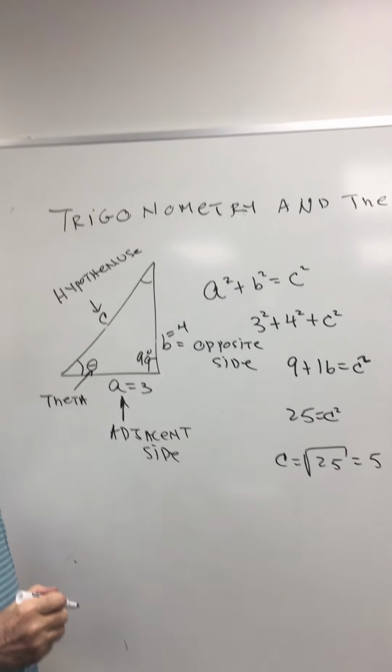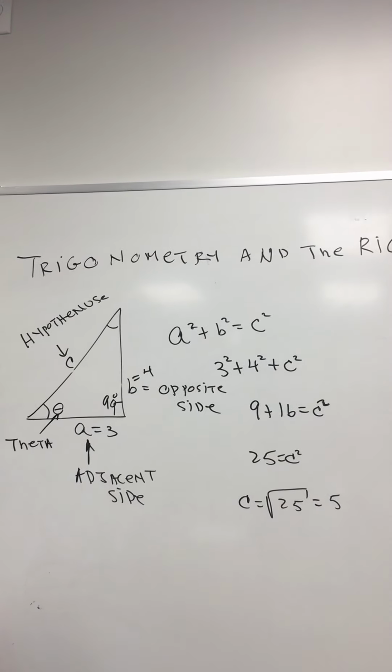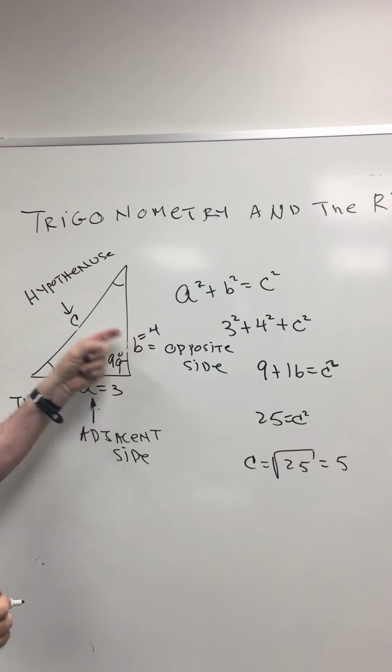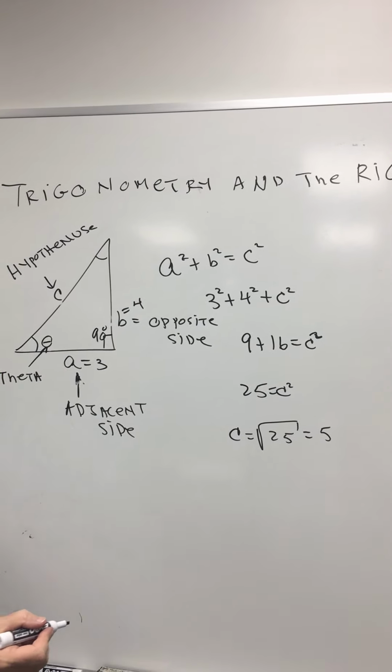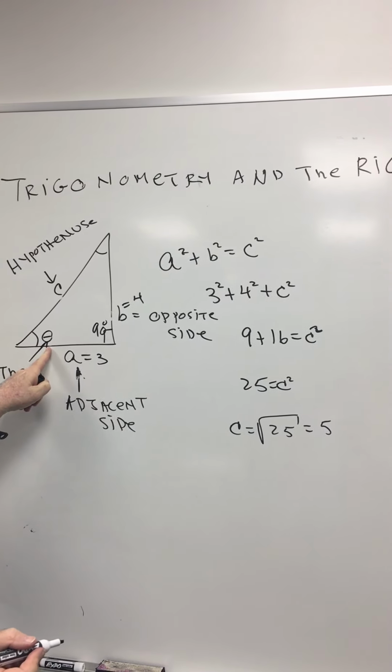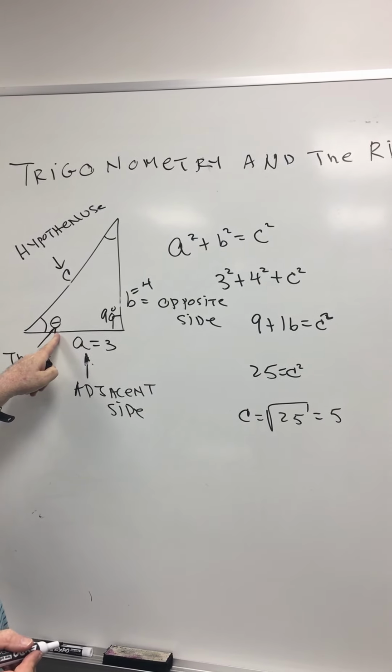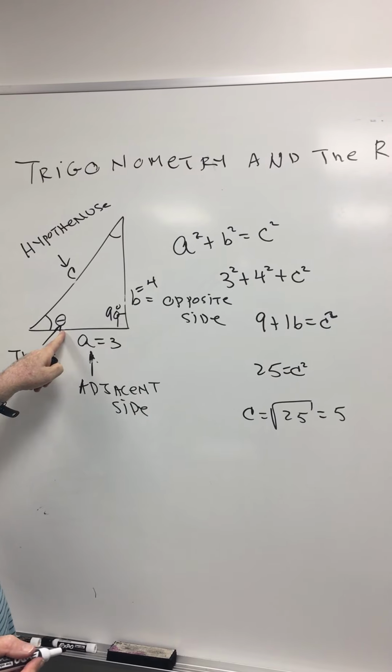Now that's one example of a right triangle. Others are 5, 12, and 13. Could be a whole number of them for that matter. Now to figure out the angle, you can use something called the sine, the cosine, and the tangent.